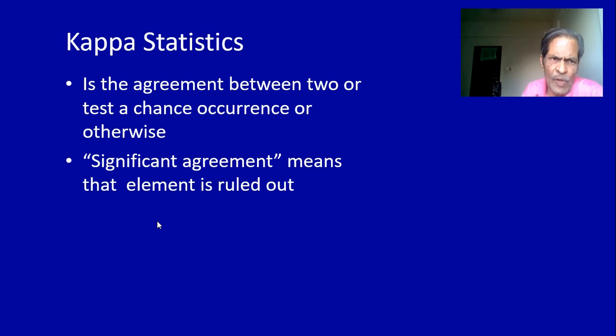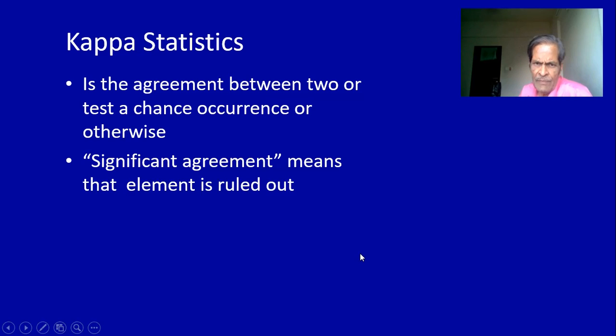The next point which we will have to discuss is the kappa statistic. It is the agreement between two or more tests, by chance or otherwise. We try to find out whether there is an agreement between the two tests, and whether this agreement is by chance. And we determine the statistical significance of the agreement.